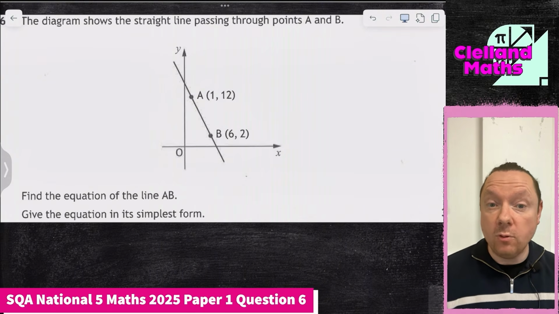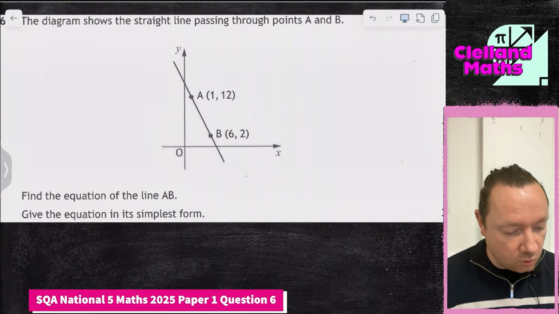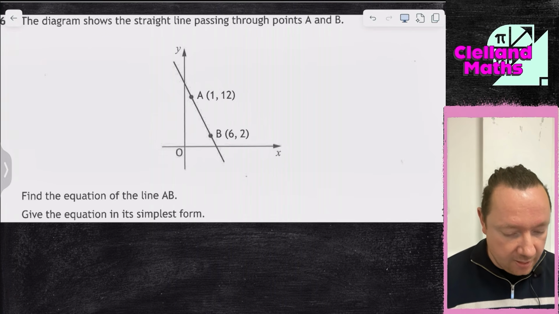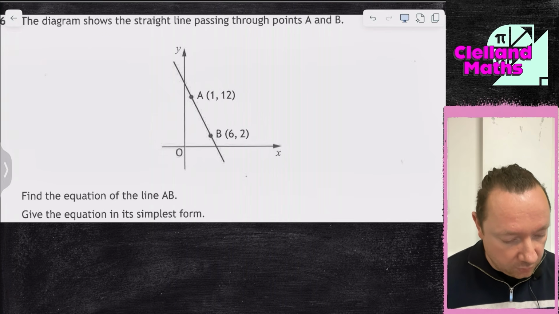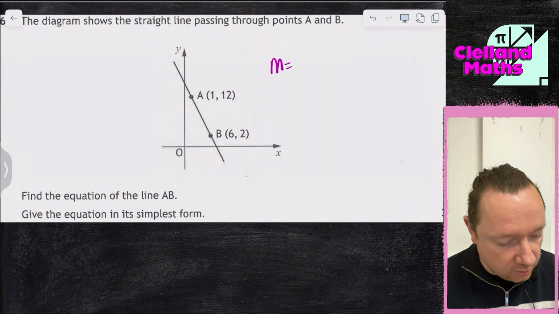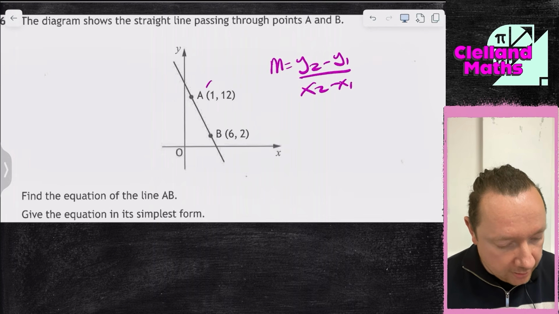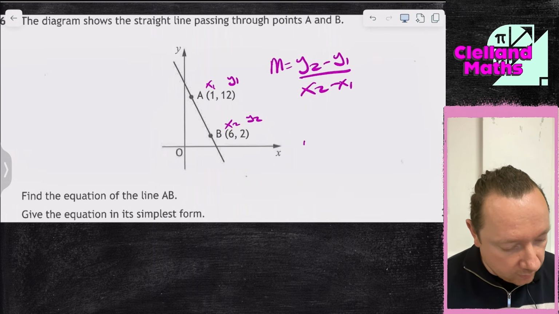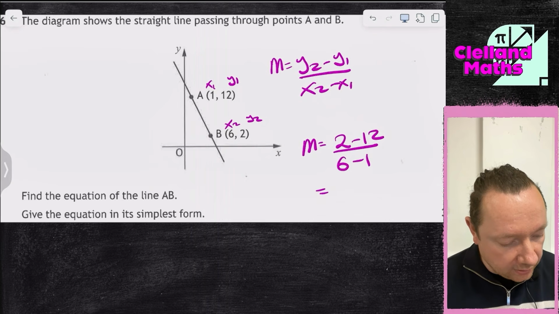SQA National 5 Maths 2025, Paper 1, Question 6. The diagram shows a straight line passing through points A and B. Find the equation of the line in its simplest form. So gradient is y2 minus y1 over x2 minus x1, x1 y1, x2 y2. So my gradient is 2 minus 12 over 6 minus 1. 2 minus 12 is minus 10 over 5. That's minus 2. You'd expect a negative gradient because it's sloping down the way.